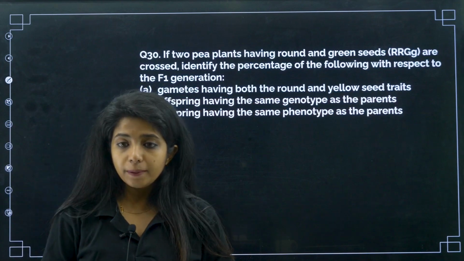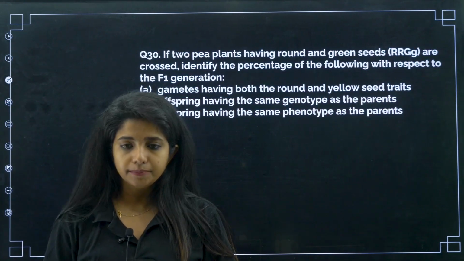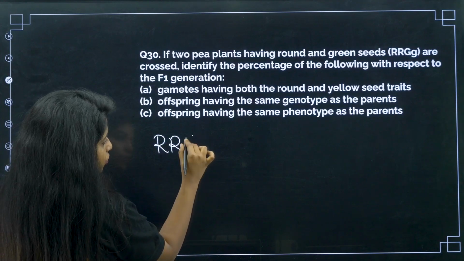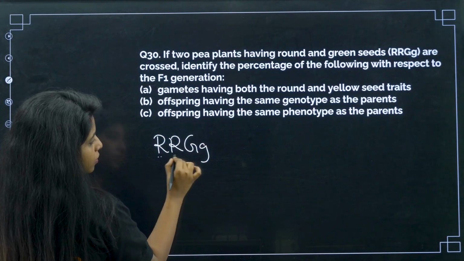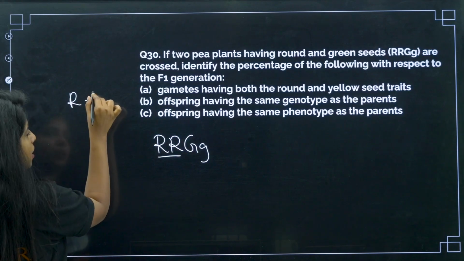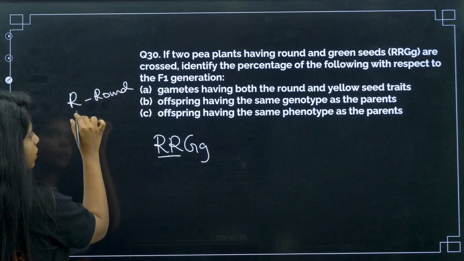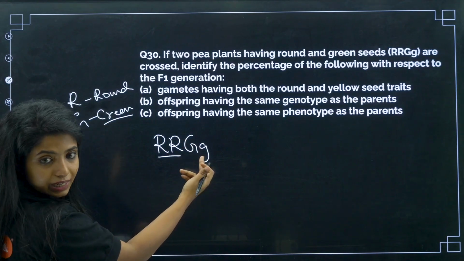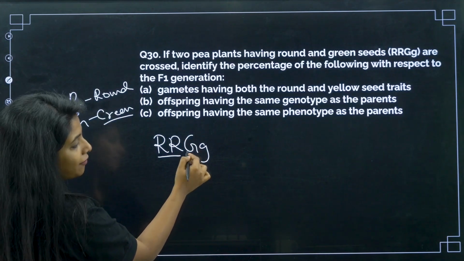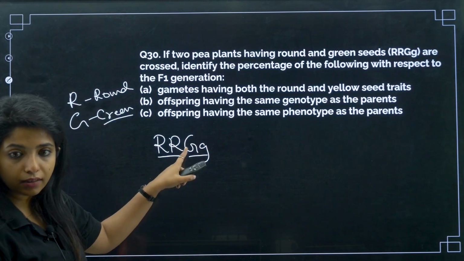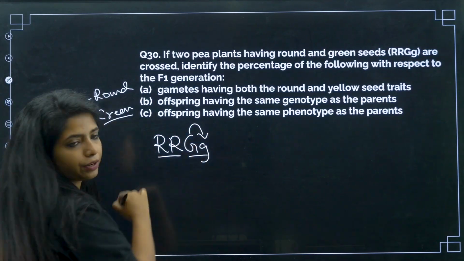Now, if two pea plants having round and green seeds, listen to me carefully. They are given the genotype also. Round and green is like this. Round because both of them have capital R mentioned, that means round is a dominant trait. What about green? Green is also a dominant trait, which is why this is giving green. Even after having a heterozygous combination of alleles, still it is green. That means this allele is dominant over the other.